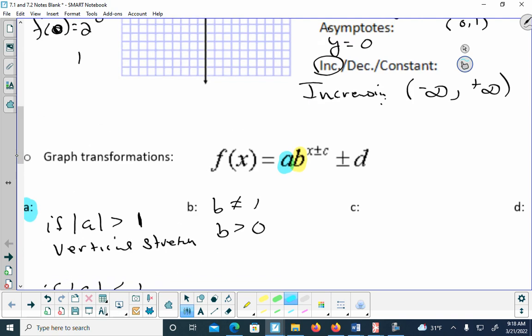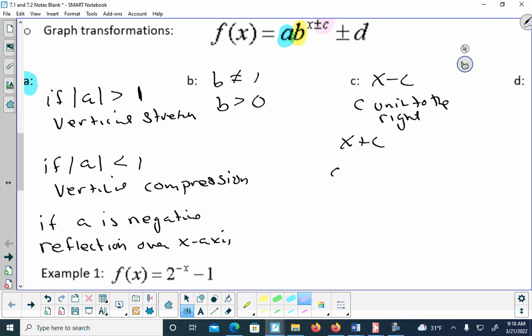Now the c, this part here, is plus or minus. If I have x minus c, and technically my c is positive, I'm going to move c units to the right. If I had x plus c, then I'm going to move c units to the left.